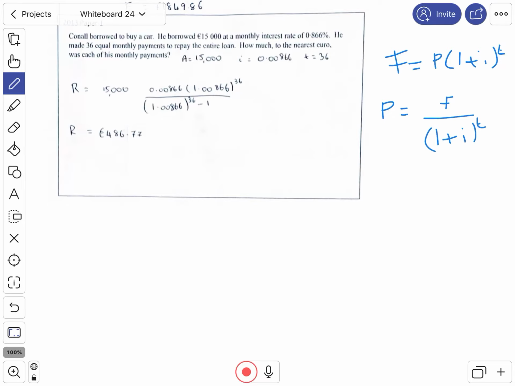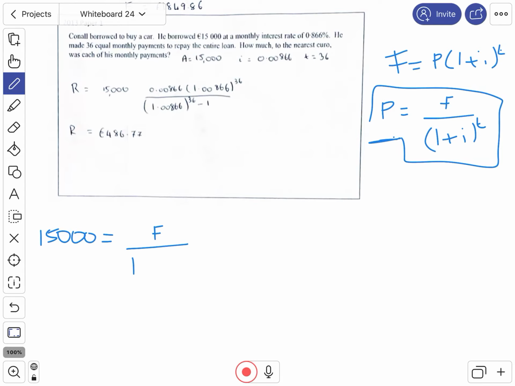I have borrowed 15,000, or Connell has borrowed 15,000. That's a large amount that he has at the start. So if I have a large amount at the start, the large amount goes on the left-hand side. So I have to use this formula here. So I have 15,000 for my P value is equal to F, I don't know, that's the amount that I'm giving back each time, over 1 plus my interest, 1.00866 to the power of 36. The next one then would be F over 1.00866 to the power of 35, so on and so forth.